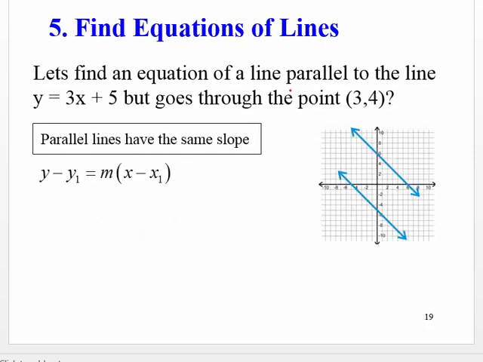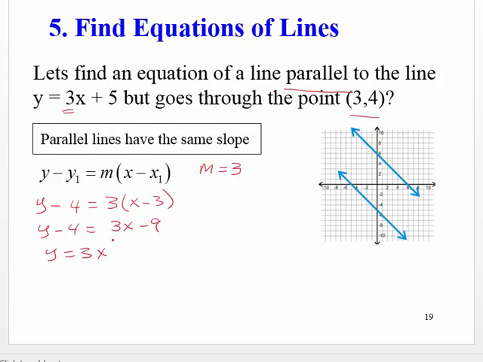Let's find an equation of a line parallel to this line. Well, parallel lines have the same slope. So our m is equal to 3. And we have a point, so same thing. y minus 4 is equal to 3 times x minus 3. Distribute. y minus 4 is equal to 3x minus 9. Add 4 to both sides. y is equal to 3x, adding 4, minus 5.